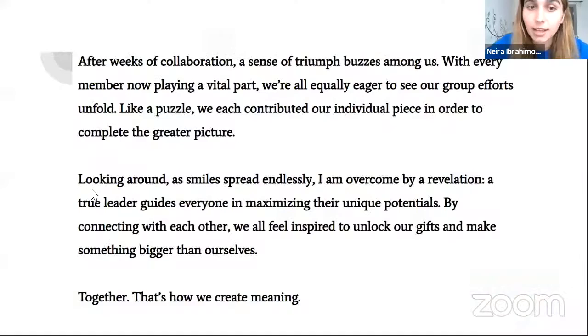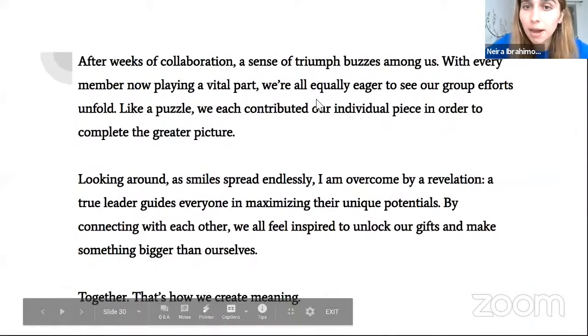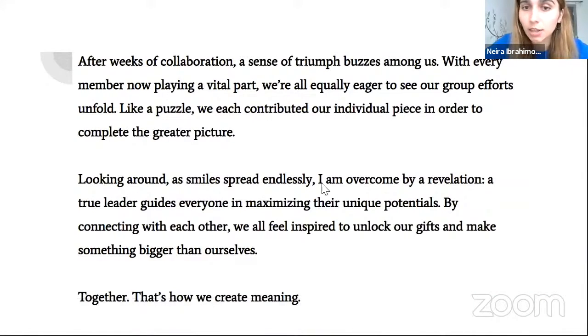Reflection, awesome, yeah. So over here, when I say, like a puzzle, we contributed our individual piece, looking around, I'm overcome by a revelation. Here, revelation is the key word. I'm saying, I learned something from this event. It changed what leadership means to me. Now I know what a true leader is, and now I've learned what I want to be as a true leader in the future. Beautiful.